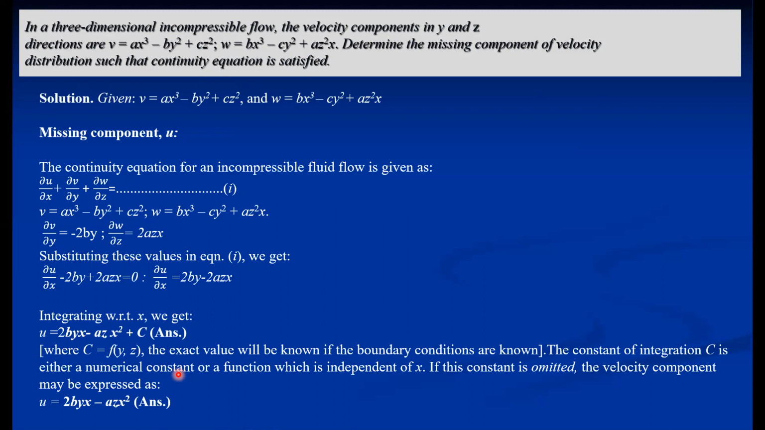And the exact value will be known if the boundary conditions are known. The constant of integration C is either a numerical constant or a functional one, which is independent of x. If this constant is omitted, the velocity component may be expressed like this.